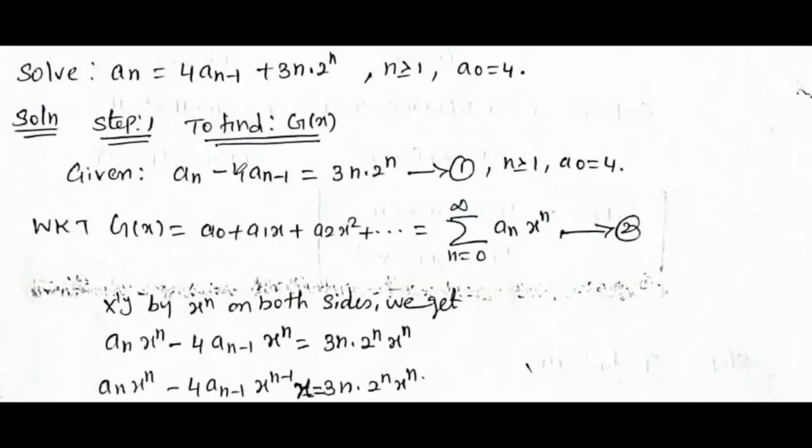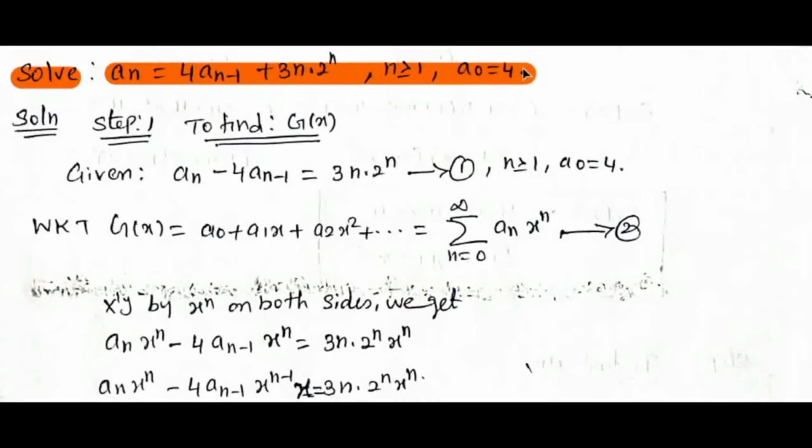Today we are going to talk about how to solve a recurrence relation by using a generating function. Let us take one example. Solve a_n = 4a_{n-1} + 3n·2^n, where n varies from 1, 2, 3, 4, and so on. And also they have given that a_0 = 4.